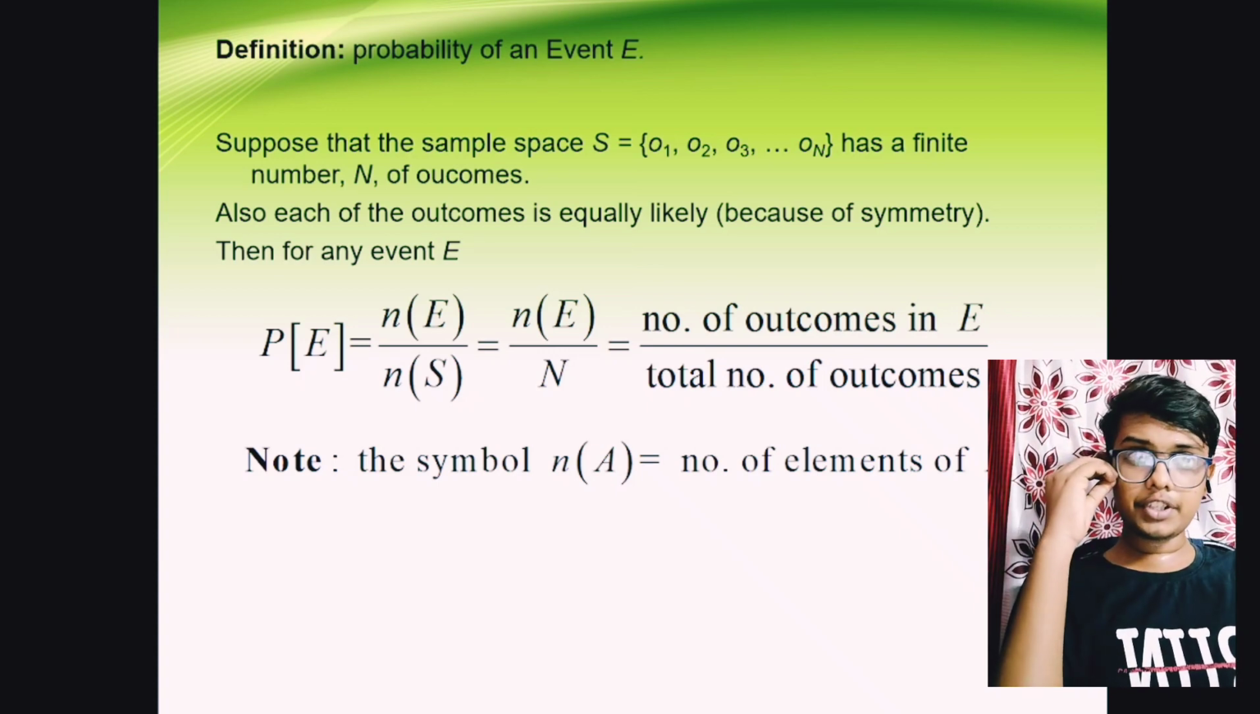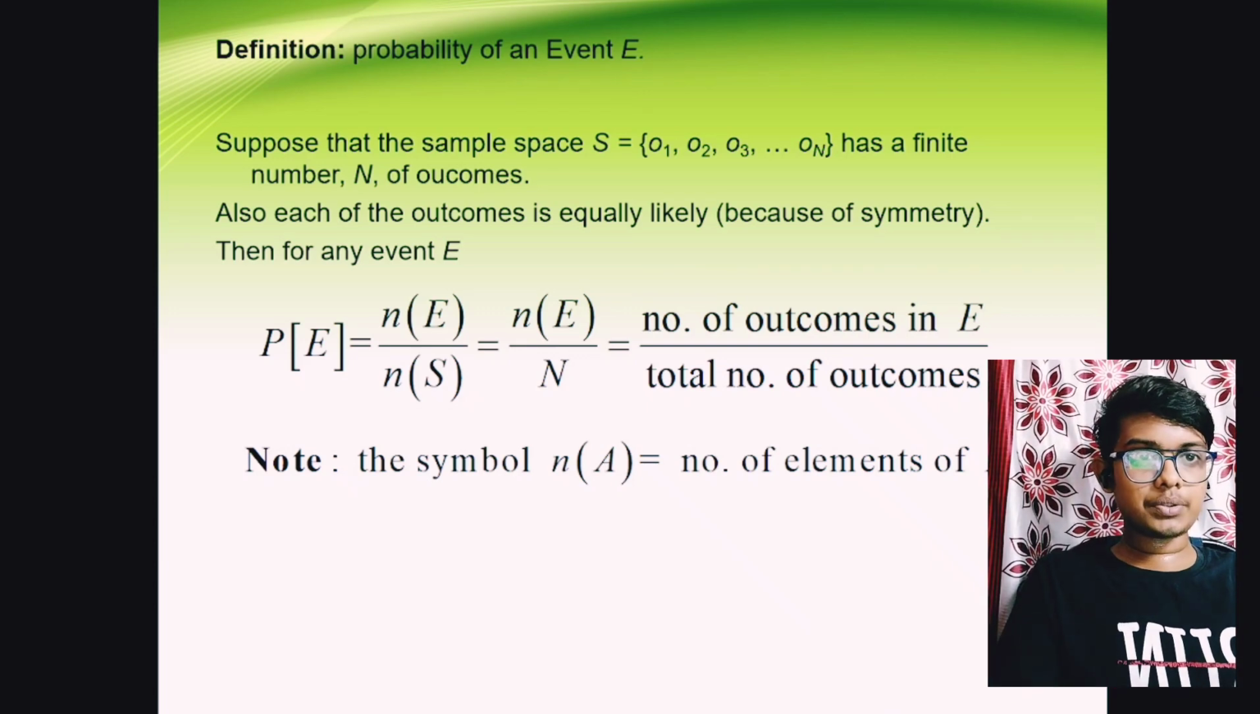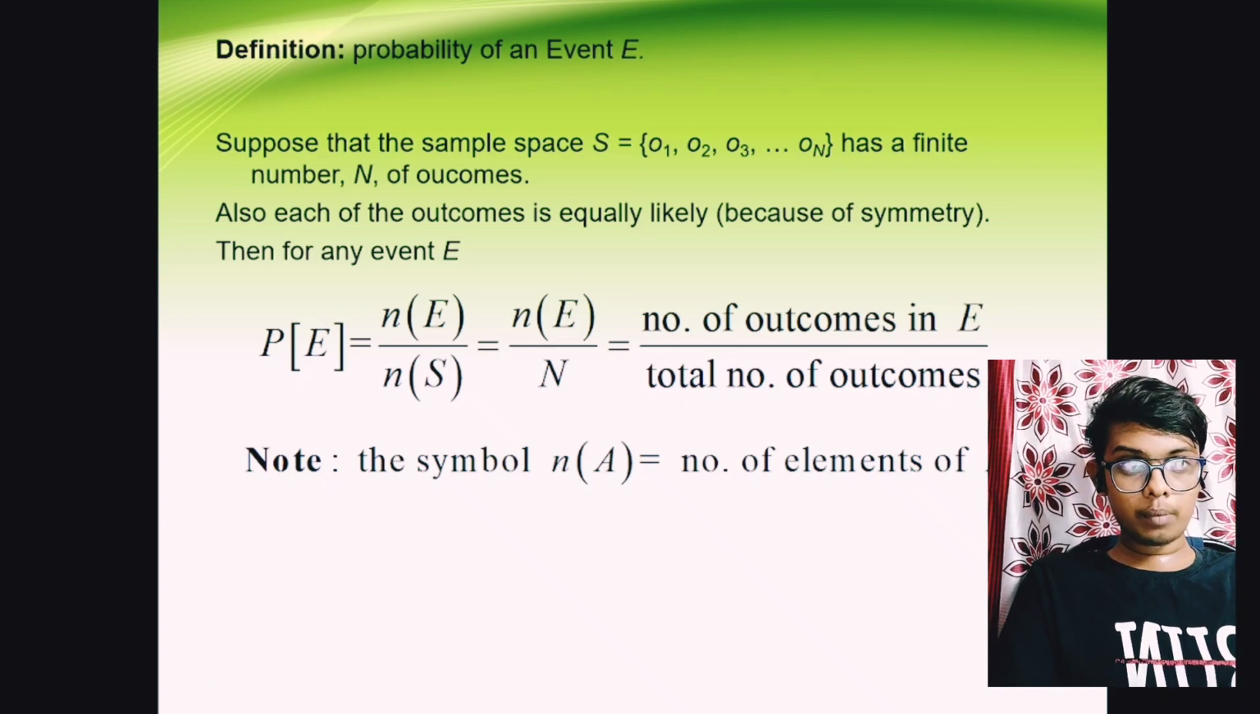As you can see by the definition, probability of an event E. Suppose there are n samples, S equal to O1, O2, O3, and so on, On, with a finite number of outcomes. Also, each of the outcomes is equally likely because of symmetry. Thus for any event E, probability is nothing but the number of possible outcomes divided by the number of outcomes in the sample space.